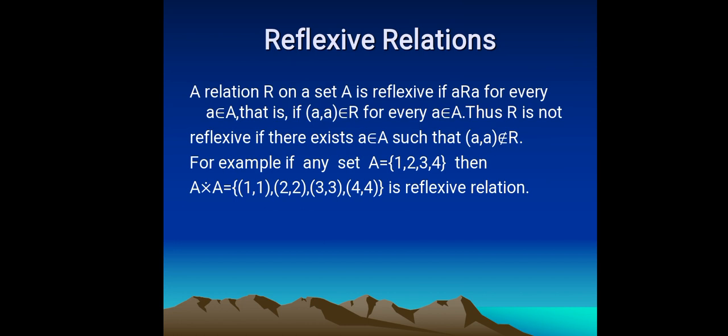Reflexive relation. A relation R on a set A is reflexive if A is related to A for any A belonging to A, that is, if (a,a) belongs to R for every a belonging to A. This R is not reflexive if there exists a belonging to A such that (a,a) does not belong to R. It means the elements of the first place and second place will be the same. For example, in any set A = {1, 2, 3, 4}, R = {(1,1), (2,2), (3,3), (4,4)} is a reflexive relation.